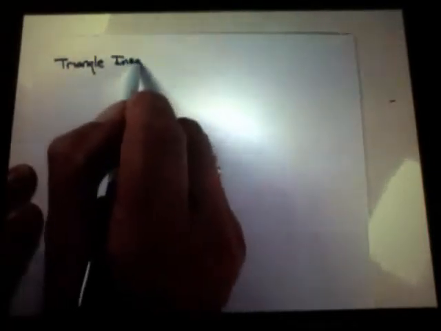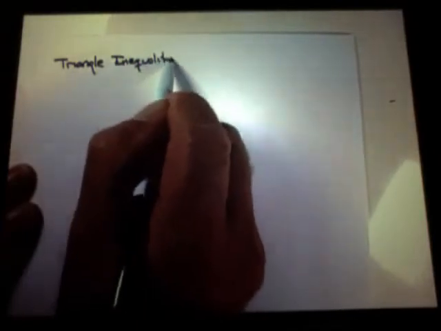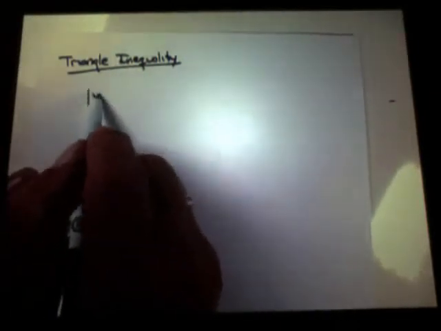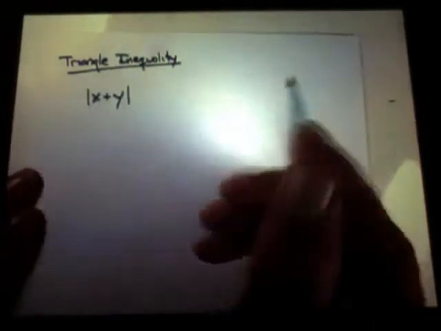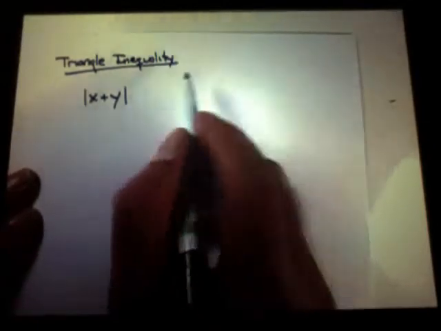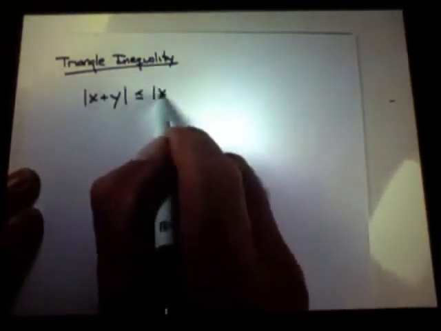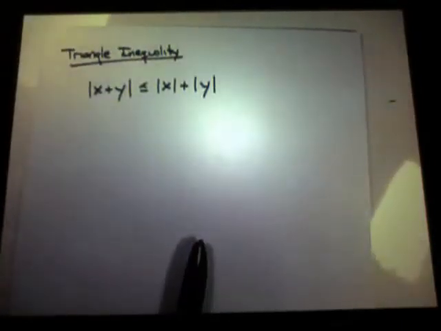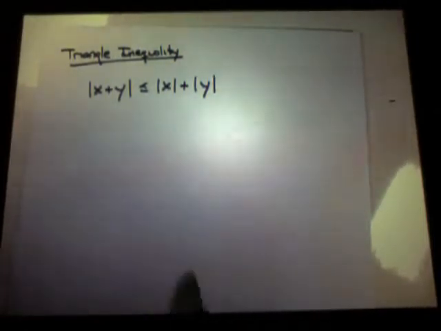The triangle inequality. Who can prove that for us? Well, lacking that, who can state that for us? It says that if I have real numbers x and y, and I add them together, the absolute value of x plus y is never greater than the sum of their absolute values. And what's an elegant way to prove this?